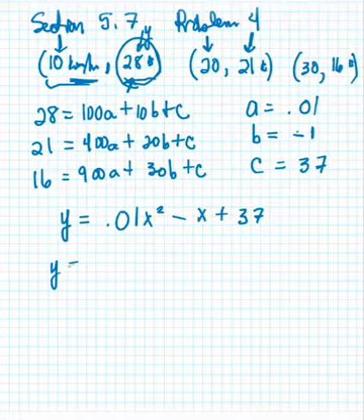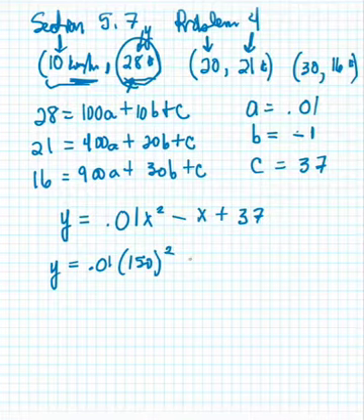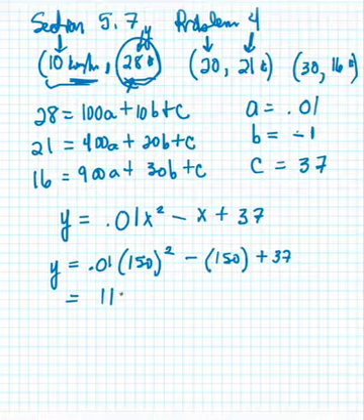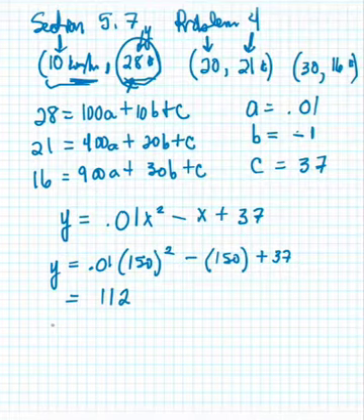So y is going to equal 0.01 times 150, squared, minus 150 plus 37. And I think when you do this, you're going to get 112. Y is 112, I think. Let me just absolutely make sure on that. I can't remember, I just did this a minute ago. 0.01 times 150 raised to the second minus 150 plus 37. There we go. Yeah, 112.